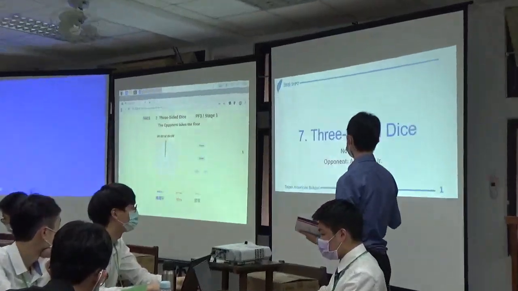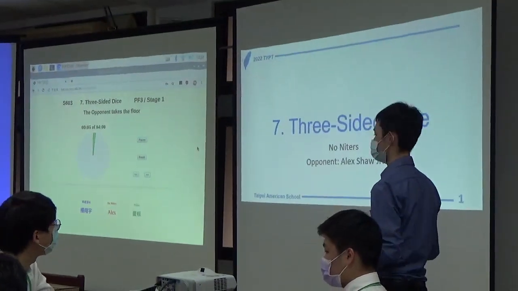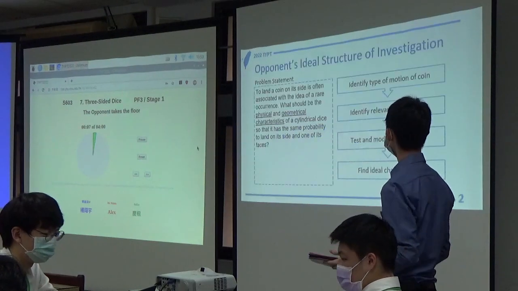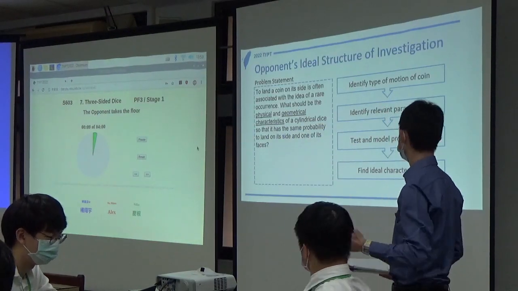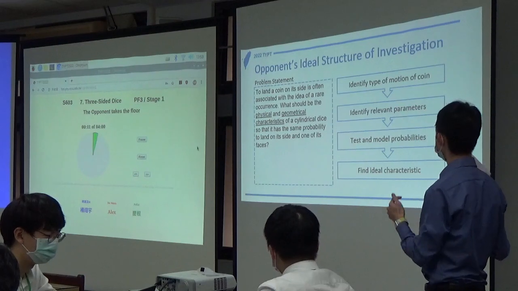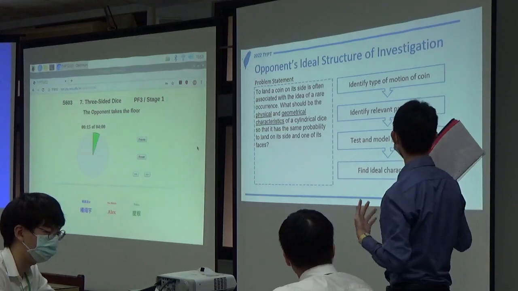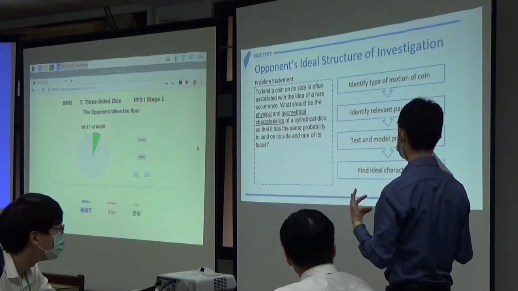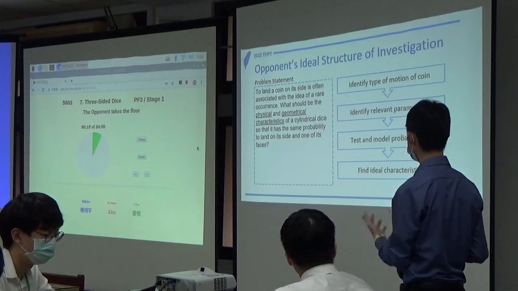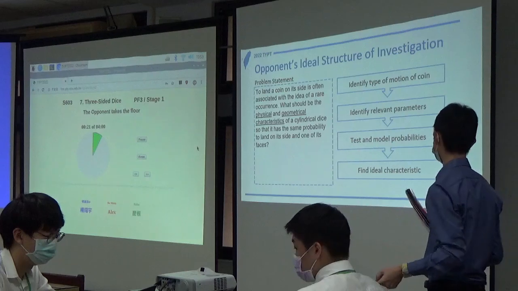Today I will be opposing the three-sided die. My name is Alex Jr. from Hayes. Here's the problem statement. First, we'll identify our ideal structure of investigation, which will start with the type of motion of the coin. We'll define the relevant parameters, test and model probabilities, and find ideal characteristics.